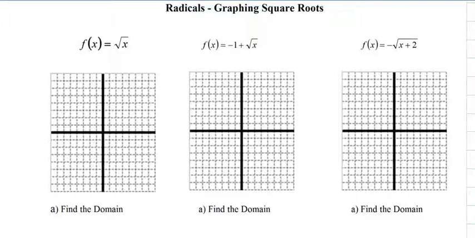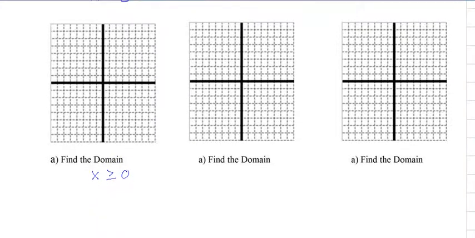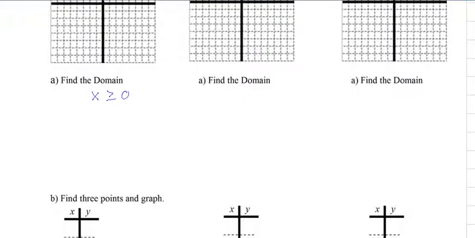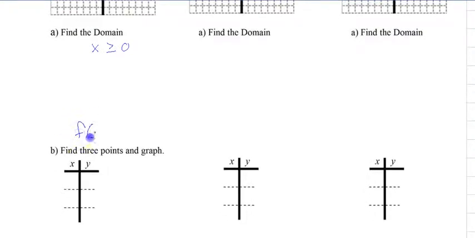Graphing square roots. To graph a square root, the first thing we have to do is find out what x values we can plug in, and that goes back to our domain. If you remember, the inside must be greater than or equal to 0. That's our domain. So we can plug in any x value as long as it's greater than or equal to 0. So let's bring our function down.